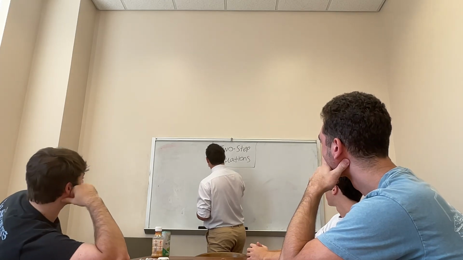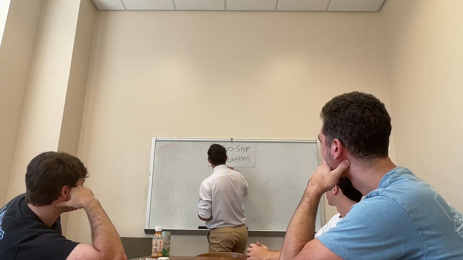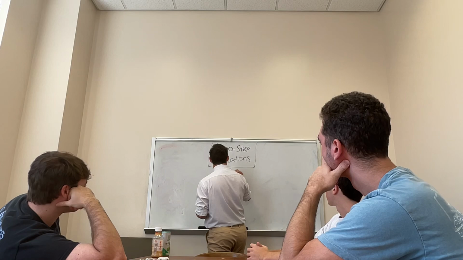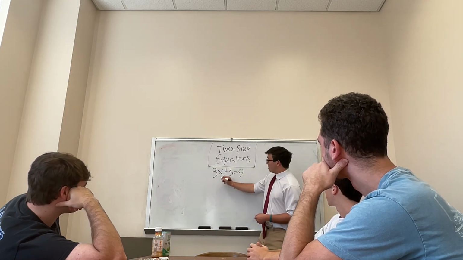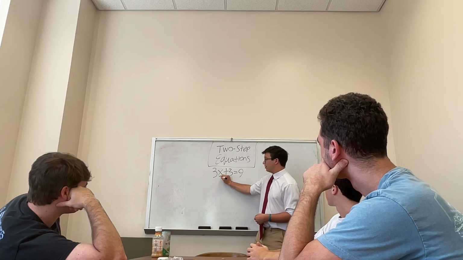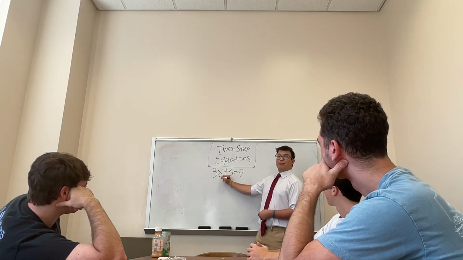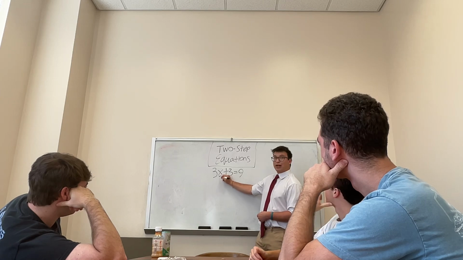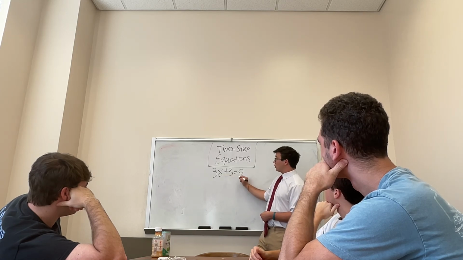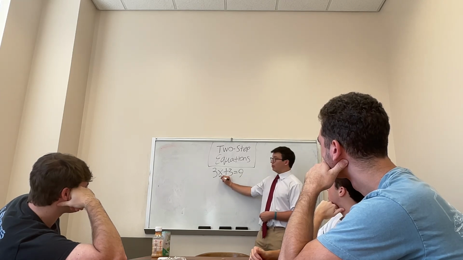The first example we're going to look at together is 3x plus 3 equals 9. Now, does anyone know what this letter right here is called? This is called the variable. The variable is what we're trying to find that makes this side of the equation equal to this side. The goal is to isolate the variable, or to get it alone.